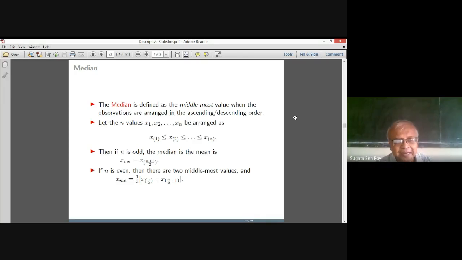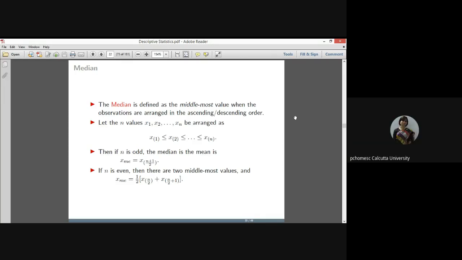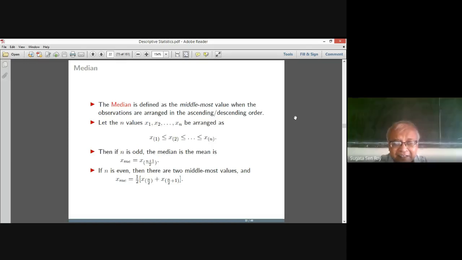Yes, you know mean and median. What happened? Have you done this? I want to know if you have done median, because I'll not be dwelling much time on this, okay?